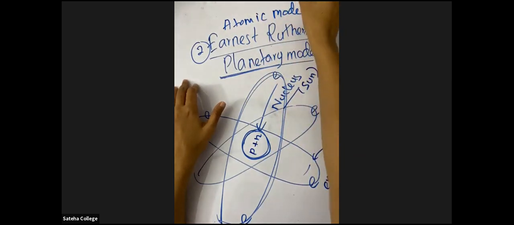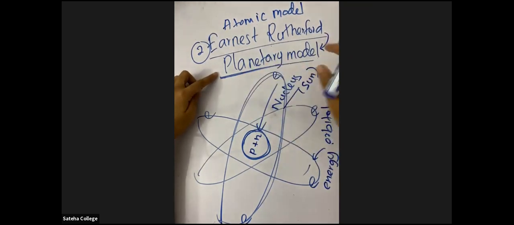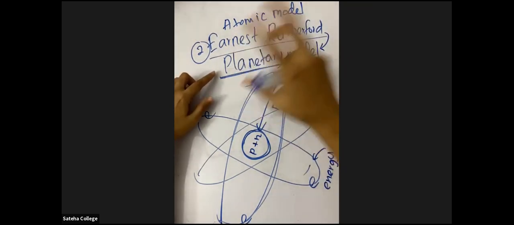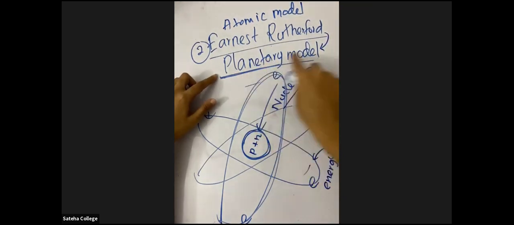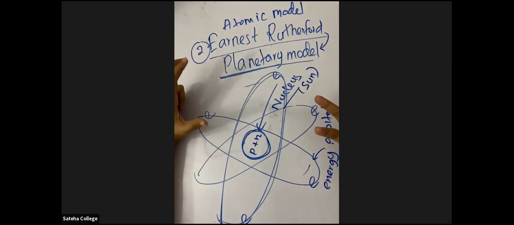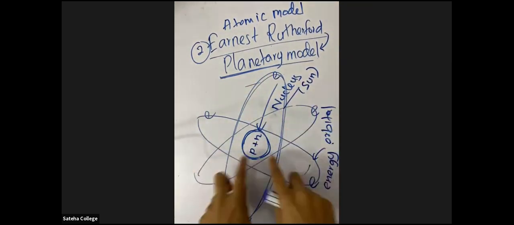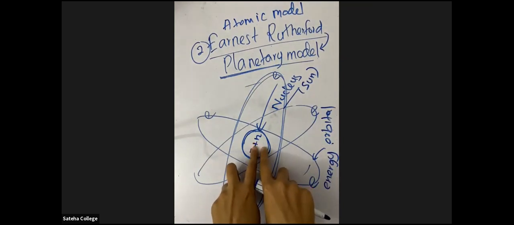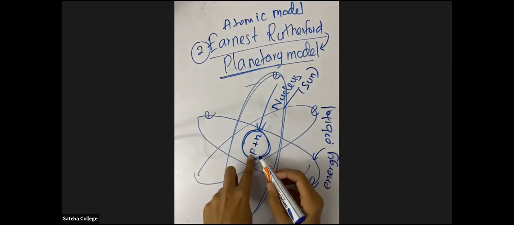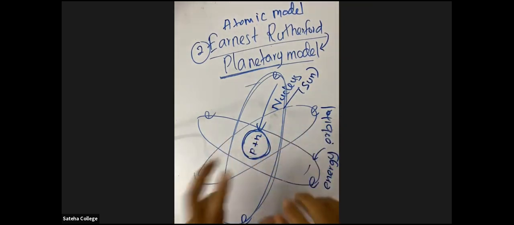Then who is the next person who introduced another atomic model? Ernest Rutherford. What is the name he gave for it? He said it's like a planetary model because it's like the solar system, the planets. So he gave the name planetary model. Then how did he explain it? He said an atom consists of a nucleus. Inside the nucleus, you have the proton and neutron.